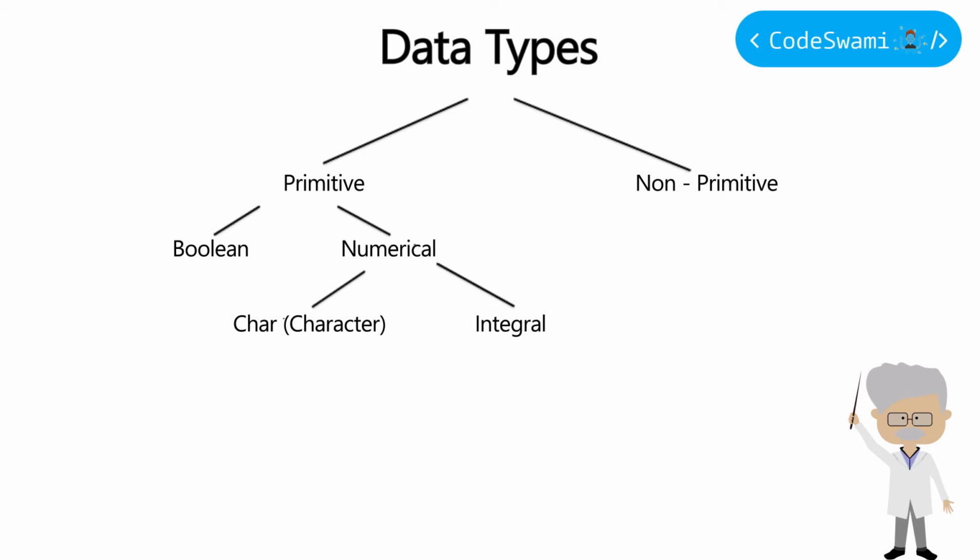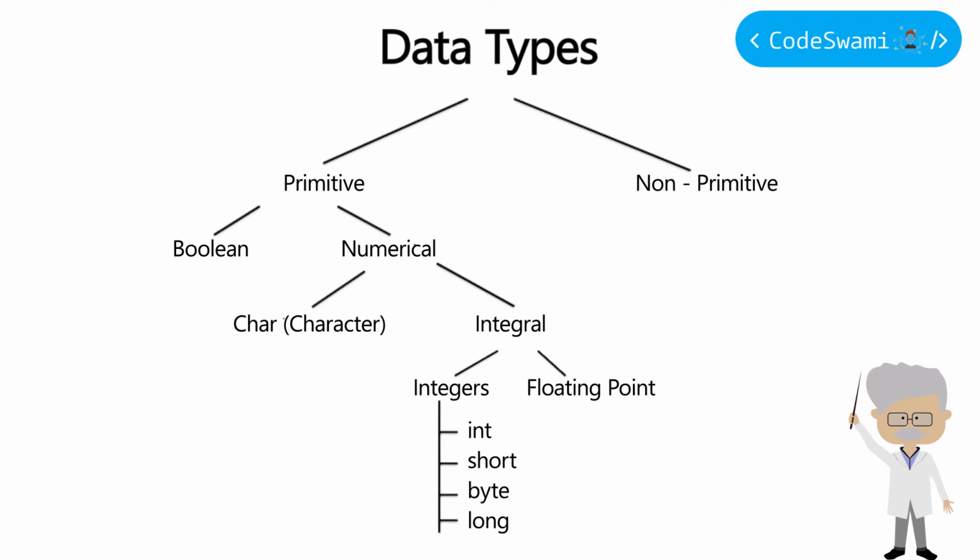And integral type is also categorized into two parts, integers and floating point. Integers are simple numeric values that are whole numbers or natural numbers such as 10, 20, 11, 12, 13, anything. Examples of these data types are int, short, byte, etc., that we will cover in the very next lecture.